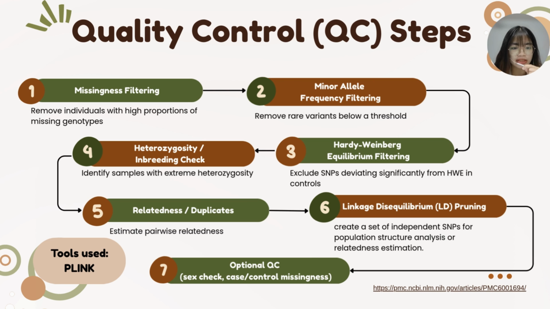We also check heterozygosity to detect contamination or inbreeding, and also remove the duplicates or closely related individuals to avoid bias. Additional steps include LD pruning for independence, sex checks, and testing for non-random missingness. Together, these QC filters ensure that only high-quality, reliable data enter the GWAS pipeline.